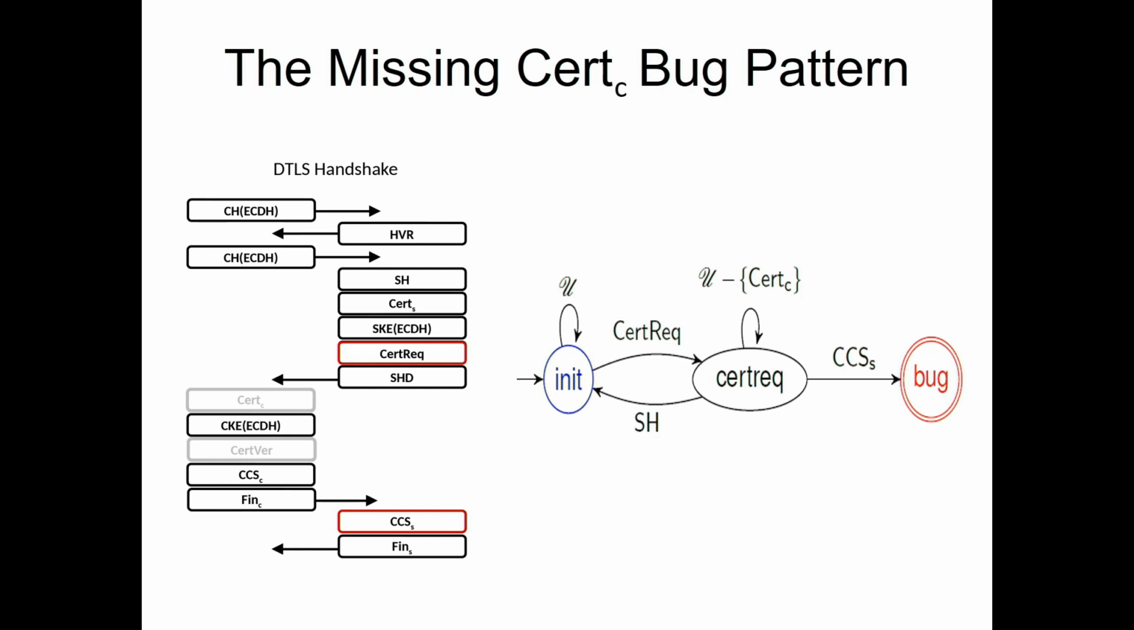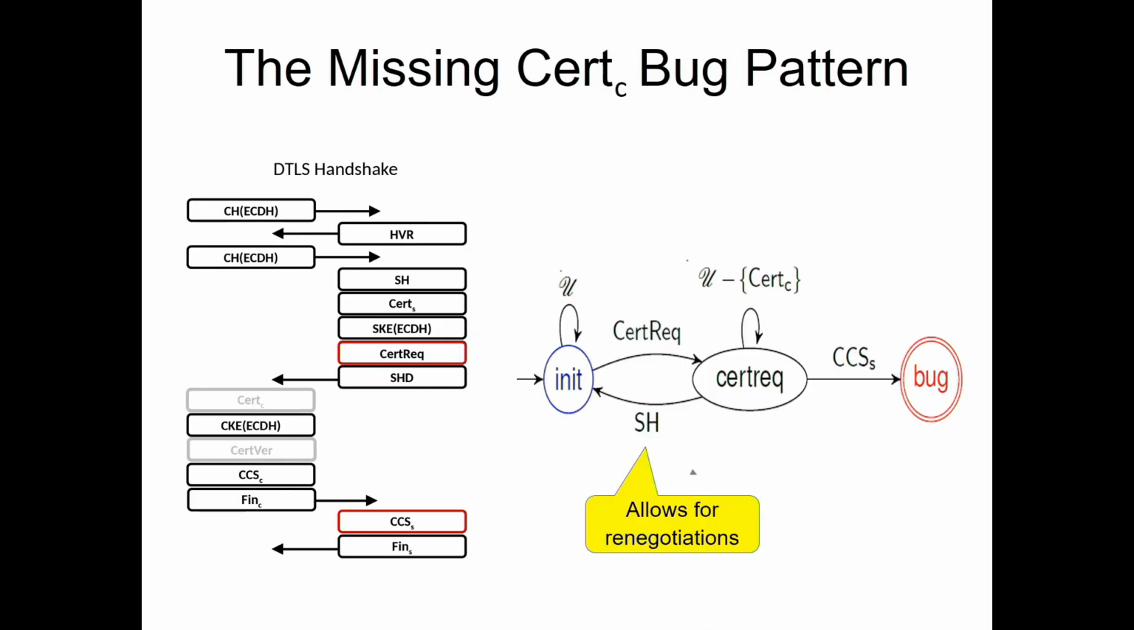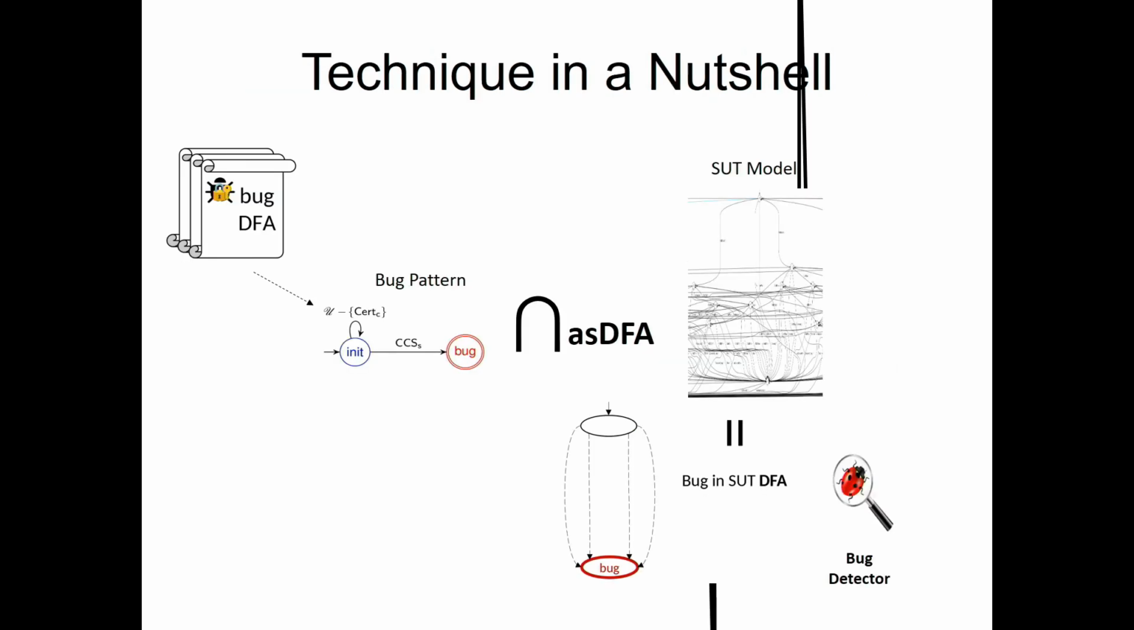It's quite similar to the one that we had before. And by now, I think most of you can actually read it and understand it. The thing that's a bit tricky here is that there is this back edge with server hello. And that's because DTLS allows for renegotiations. So you can start again the protocol in the middle of a session. Or in the middle of the handshake, sorry.